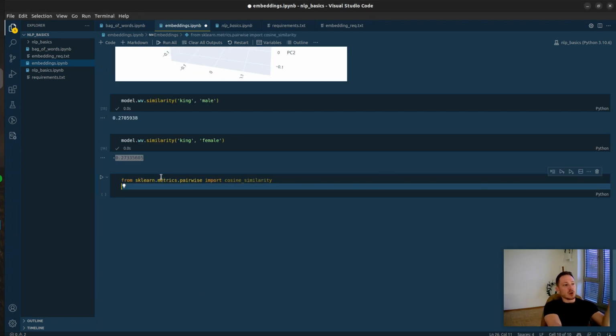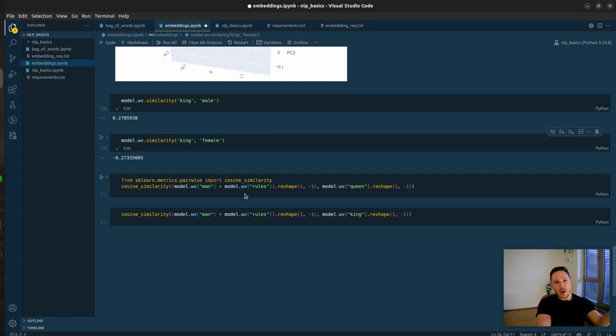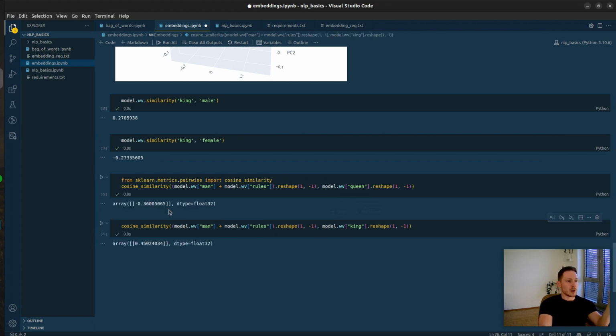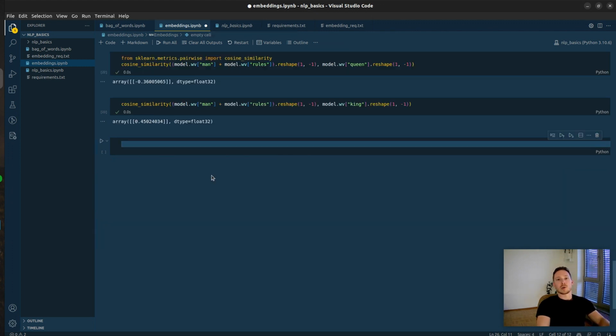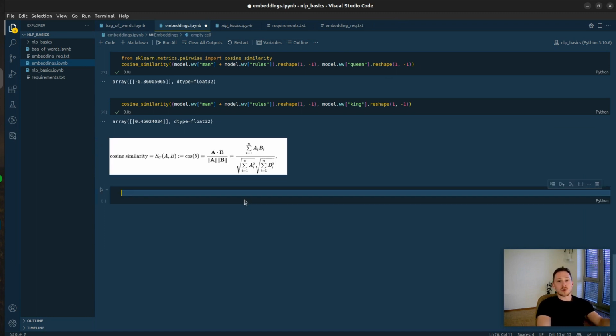We need the sklearn cosine similarity. Okay, we add man and ruler together and check the similarity to queen. It should be less similar than man and ruler to king. And yes, we can see man and ruler is dissimilar to queen, but it's very similar to king. Okay, let's quickly look at the math behind this. We are talking here about the cosine similarity. Here's a formula. We can calculate it by hand.